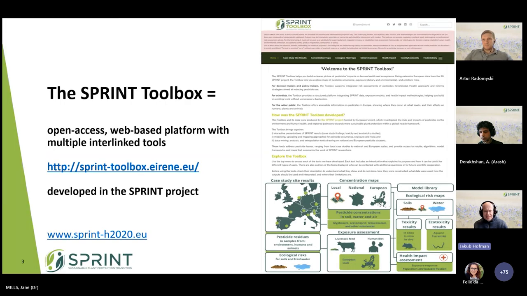The Global Health Risk Assessment Toolbox was developed within the European Horizon 2020 project SPRINT. It is an open access web-based platform with 10 interlinked tools for integrated exposure, impact, and risk assessment of pesticides and their mixtures. The toolbox combines outputs from different SPRINT work packages and spans from the local case study sites to the pan-European level. Next slide, please.